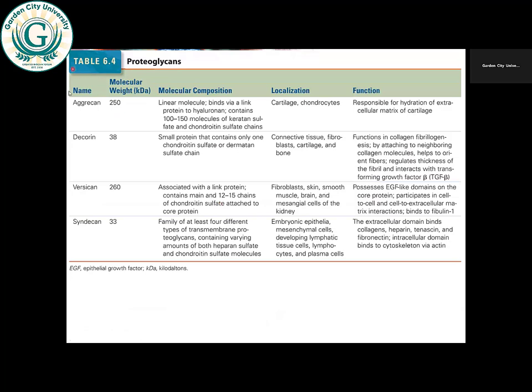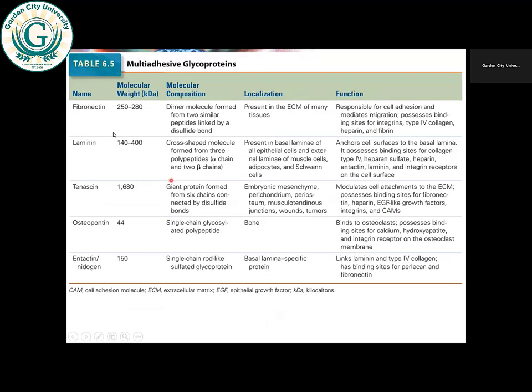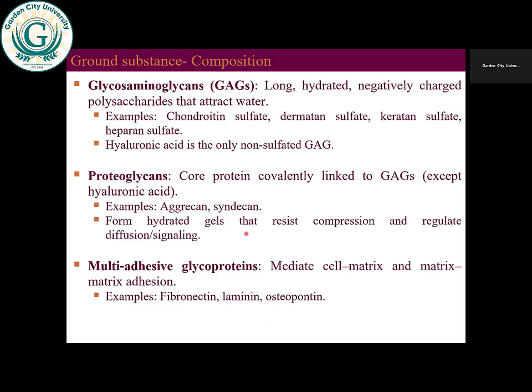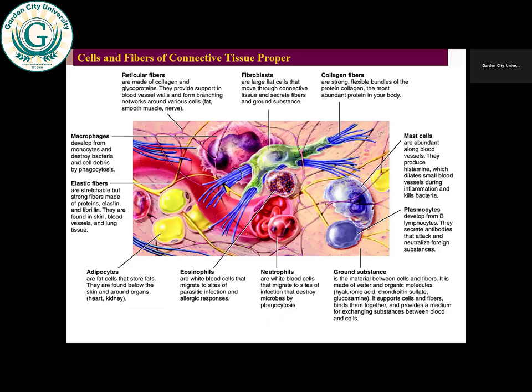There are a lot of them. So these are the proteoglycans that we have. Finally, we have the glycoproteins that are also available. But as I said, just take it as the material between the cells and the fibers. They are the ground substance.